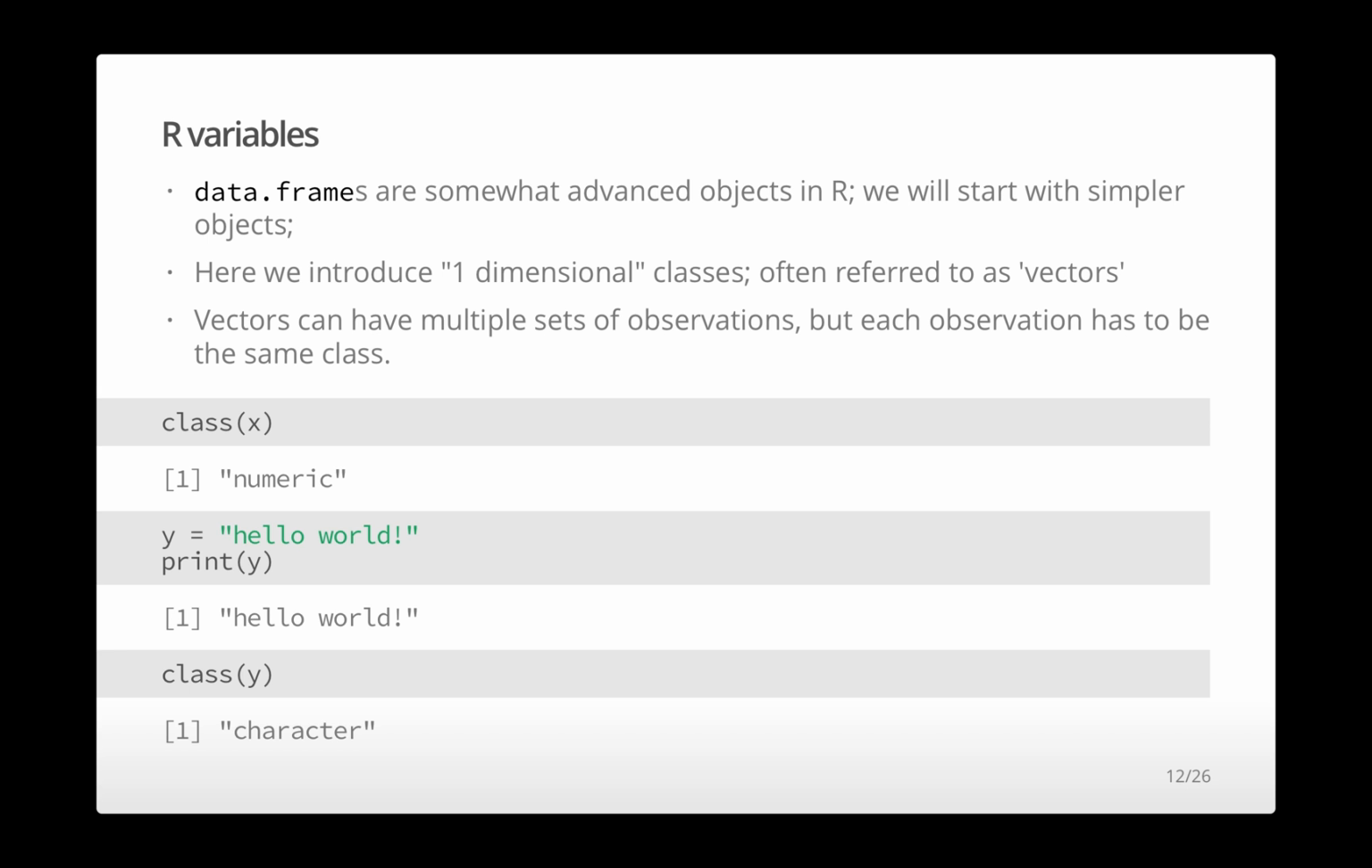quirks to them, so we're going to start from the ground up a bit. So we're going to introduce what are called one-dimensional classes. So just a string of numbers or a string of characters. A set. String is the wrong word. A set of numbers or a set of strings or a set of trues and falses, right? So they're called vectors. So vectors can have multiple observations or just one observation. It can be 1 or 100. But each observation has to be the same class.